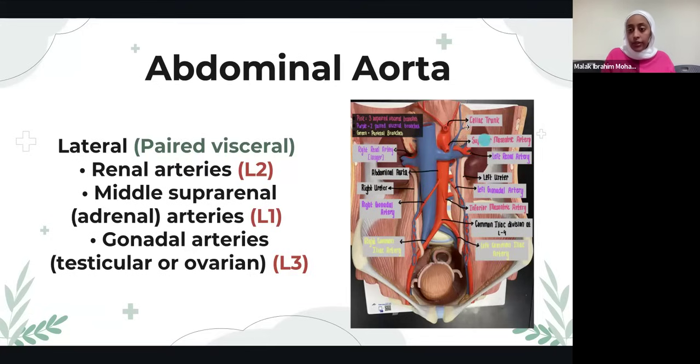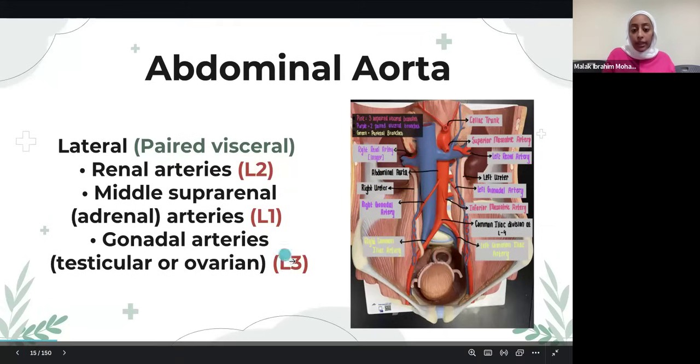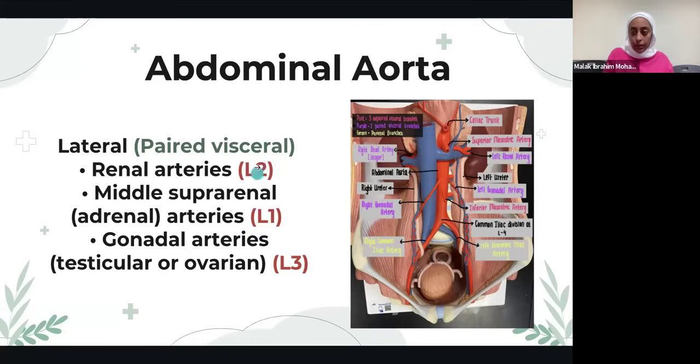And above the kidney, there is the suprarenal gland. Of course, there should be an artery supplying the suprarenal gland. This suprarenal artery level is at L1. And then you're going to have the gonadal, which is the testicular in males and ovarian in females, at level L3. Those are not really important. The most important one is the renal artery, which is at L2, and the unpaired ones.